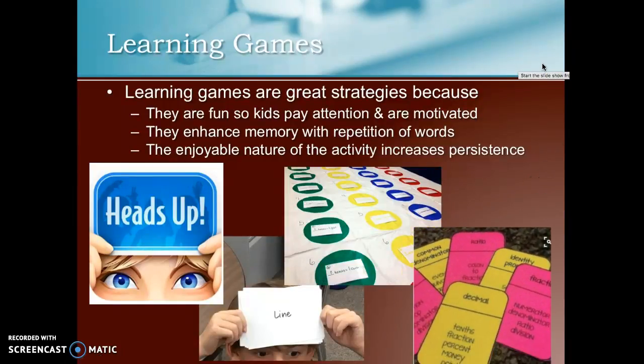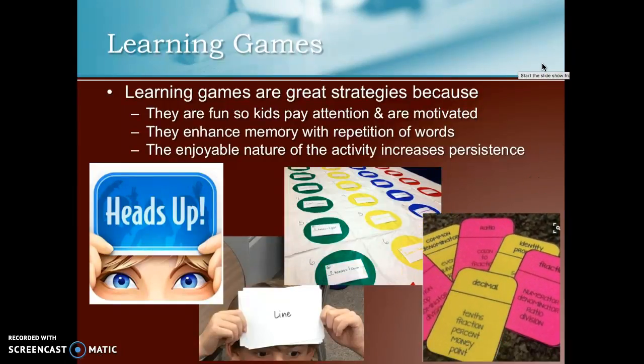So what is more fun than learning through games? Students are excited to participate and pay attention while repetition of words enhances their memory. So here are some really fun examples of games that you could use as tools for vocabulary and math. Heads Up, you could even make your own flashcards. Twister and Math Taboo are all super fun learning games.